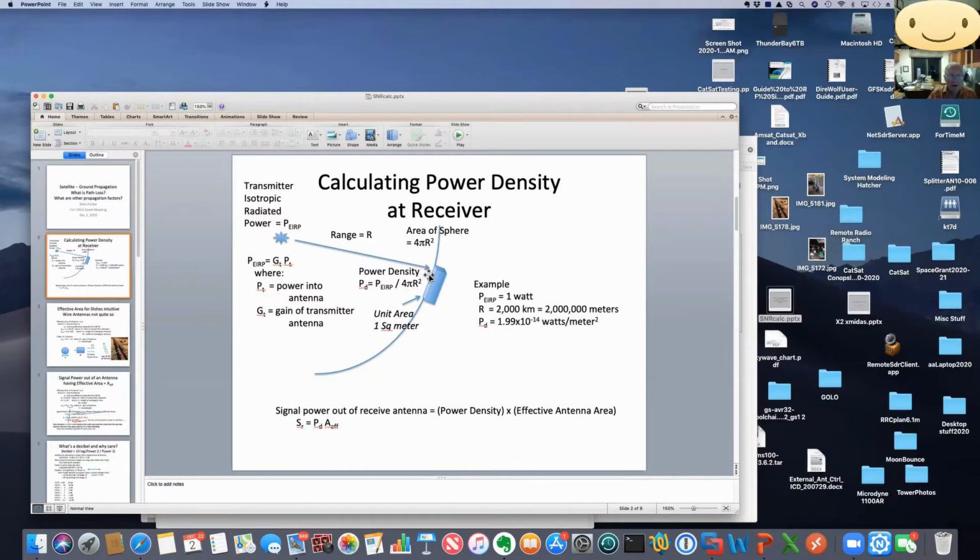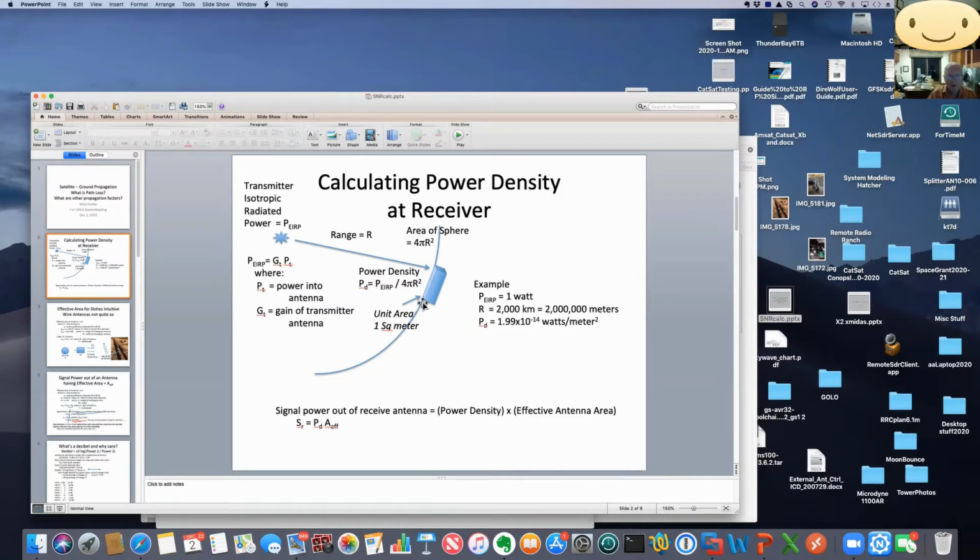As it hits the ground station, there's a certain power density. And the power density, just from geometrical calculations, is the transmitted power divided by the area of the surface of this sphere that lies at the ground station. So 1 over 4 pi r squared. 4 pi r squared is the area of a sphere at a radius r. So the power density is the radiated power divided by that area, in this case in watts per square meter.